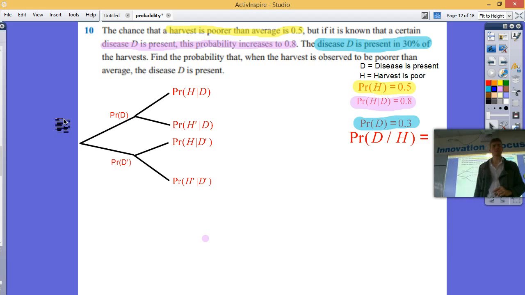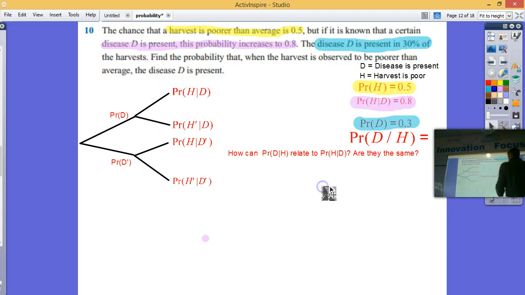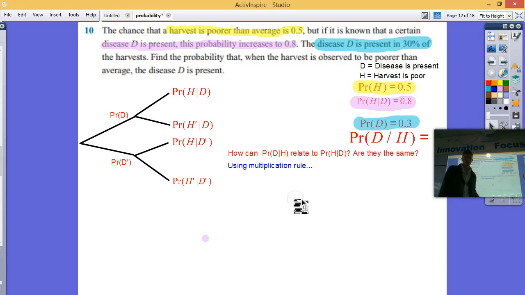Okay, if we consider the disease is present first, and then we can get the chance of a poor harvest or not a poor harvest, depending on whether the disease is present. We can lay out some information in the tree diagram, but what we're truly interested in is how can probability of D given H relate to probability of H given D? Are they the same thing? Not necessarily. We're going to use our multiplication rule because this is the rule that has the conditional probability terms factors in it.